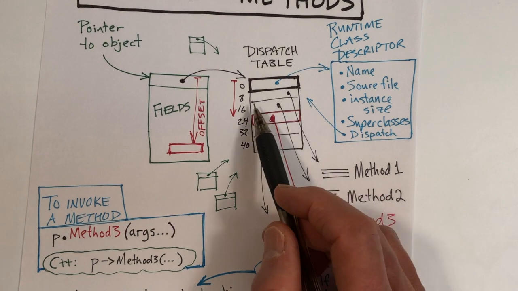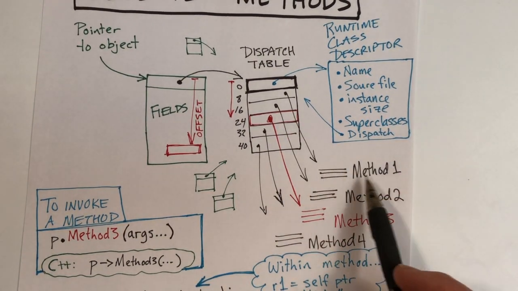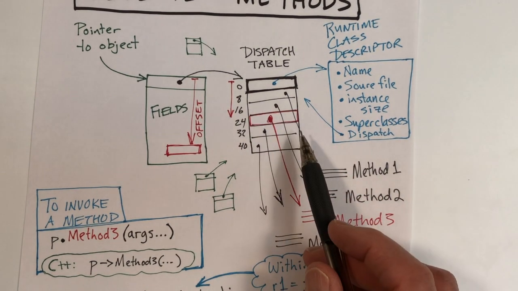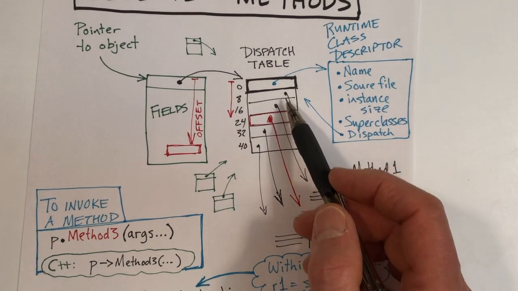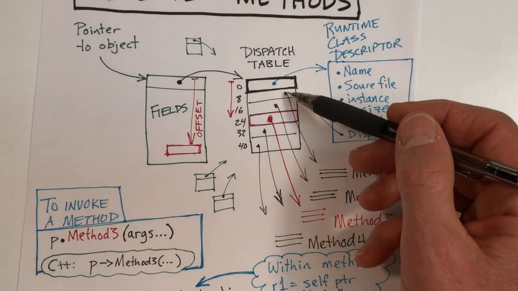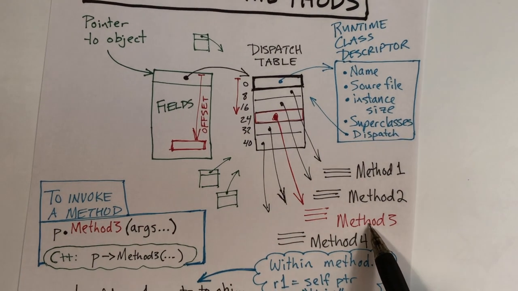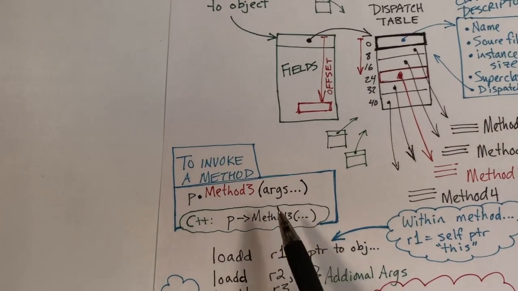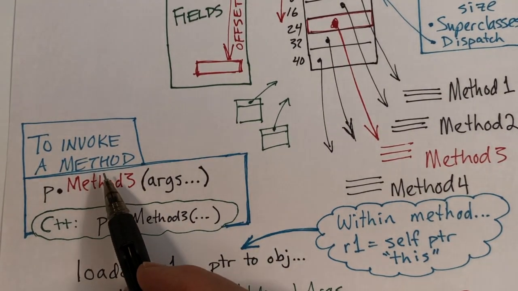The entries in this dispatch table are actually jump instructions to the code here. I'll get to that in just a second, but we have 8 bytes, which will contain a jump to the first instruction of method 1 in the first slot, method 2 in the second slot, and method 3, and so on. Now, let's assume we want to invoke a method.